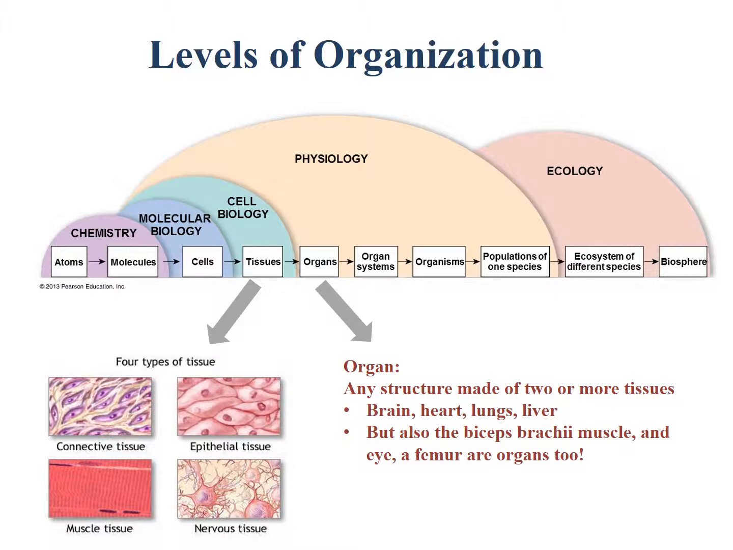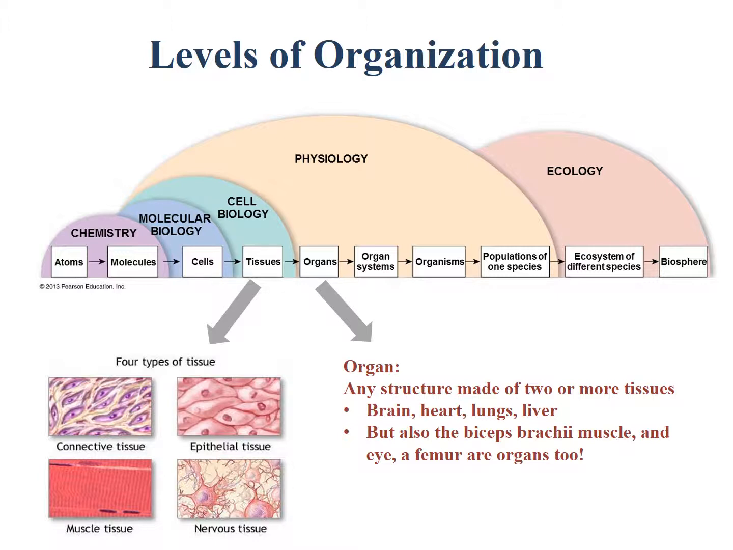An organ is any structure made of two or more tissues. Examples of this are brain, heart, lungs, liver, but also muscles, things like the biceps brachii, an eye, and a femur bone. Bones are organs too. Remember that. Organs combine together to create organ systems.